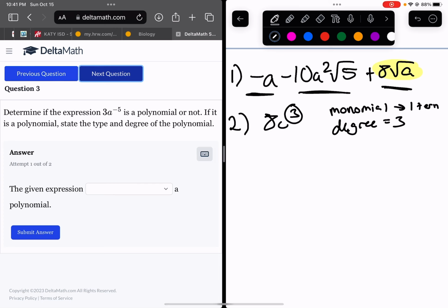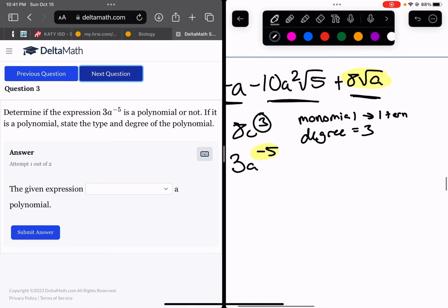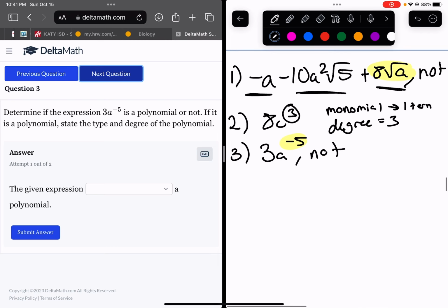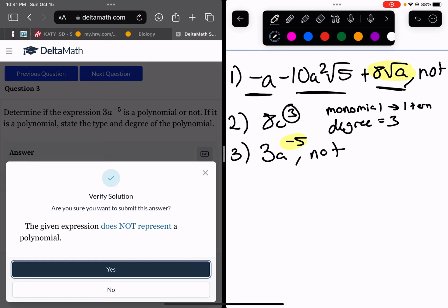All right, next example. We have 3a to the negative 5. Does this break any of our rules? It actually does. It breaks the rule of having a negative exponent on a variable. So this is not a polynomial because of that negative exponent on the a.